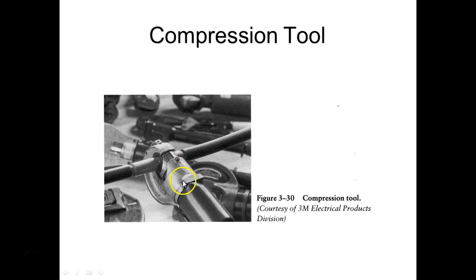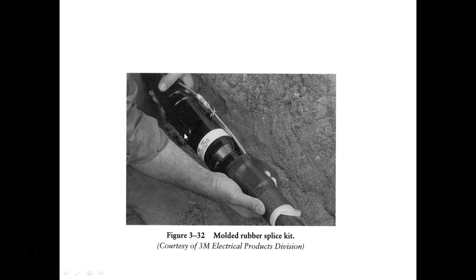So here's the compression tool, and this is what they're doing. This would actually be the splice. It's basically copper, or copper with tin or nickel plating on it to help it not oxidize. Then you just literally pump these things down, or they have extremely long handles on them, and you crimp them down that way. They refer to these as compression.